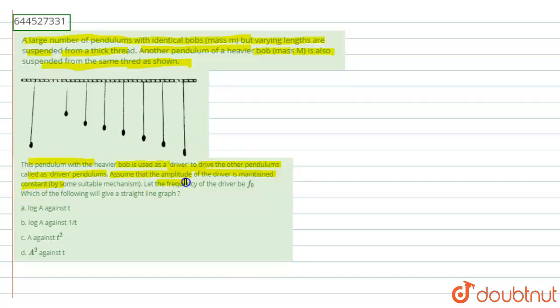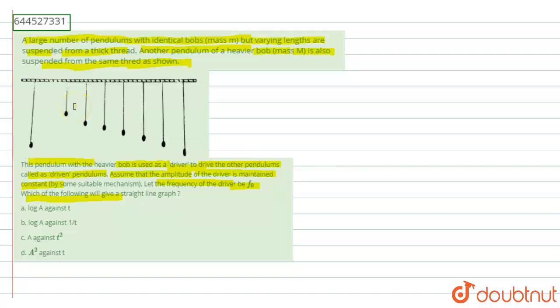Let the frequency of this driver be f0. Which of the following gives the straight line graph? So we have to choose which of the following gives the straight line graph. The options are: A, log A against t; B, log A against 1 by t; C, A against t square; and D, A square against t. Now we have to see which one is constant.